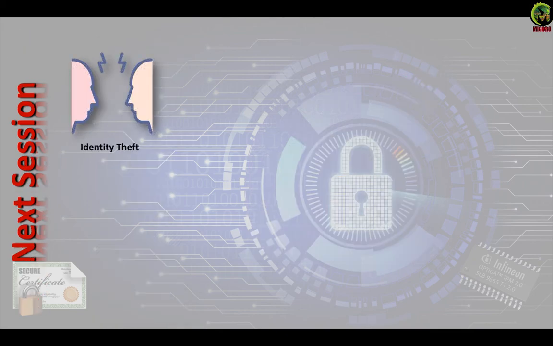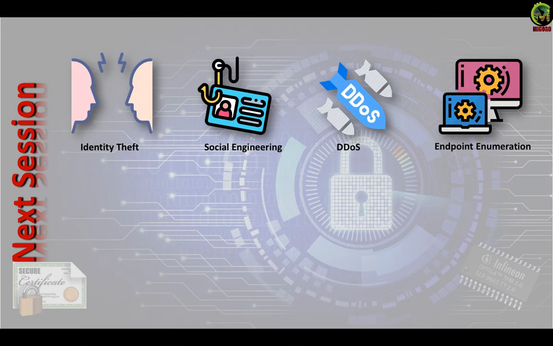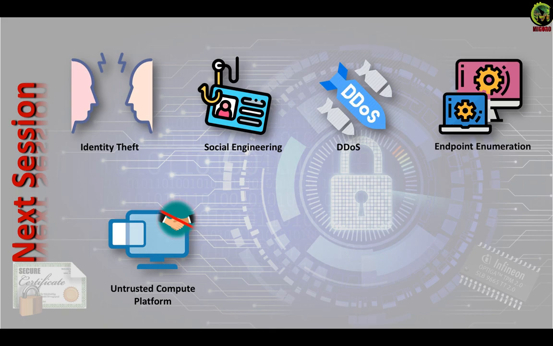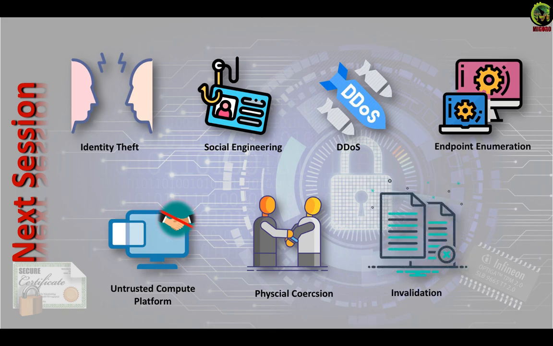In the next session, we will be looking at the adversarial view of zero trust networks. We'll start with identity theft, then go on to social engineering, and then look at how to avoid DDoS, how to prevent endpoint enumeration while designing a zero trust network, and the importance of untrusted compute platforms, ways of physical coercion to get the authentication or authorization credentials, and finally the invalidation.